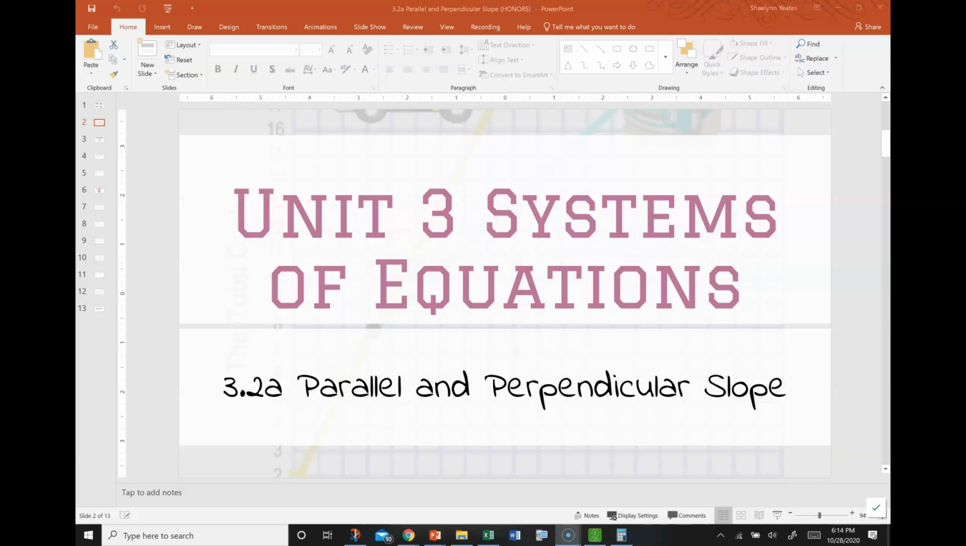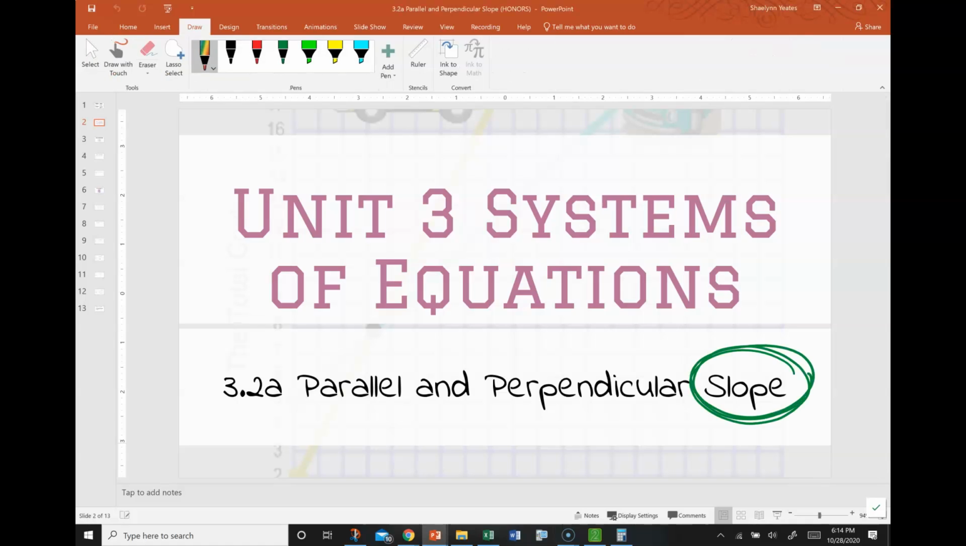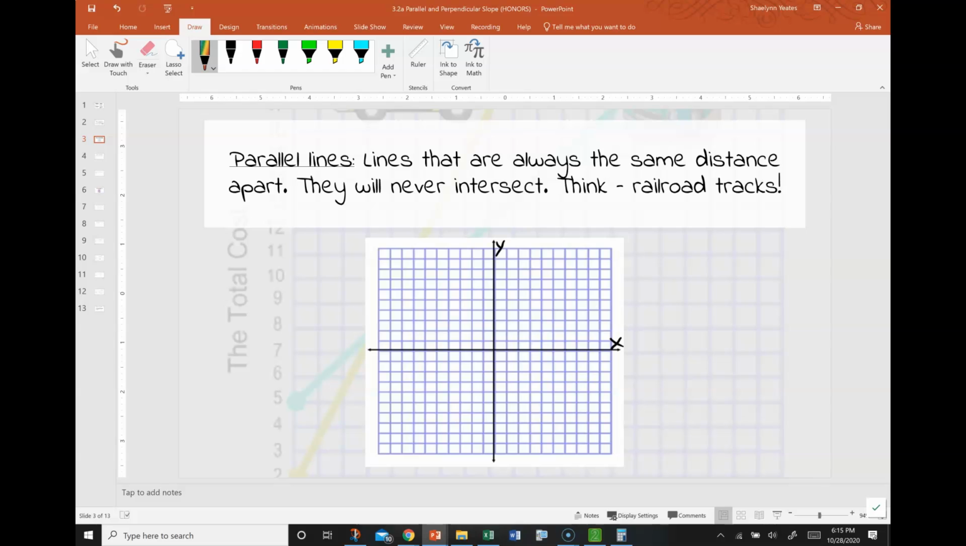All right, so today we're going to be going into parallel and perpendicular slope. We're going to specifically be talking about the slopes that happen when a line is parallel versus when a line is perpendicular. As we know, when a line is parallel, they never intersect. And that's quite beautiful. They are always the same distance apart. They never intersect. Think railroad tracks, okay?